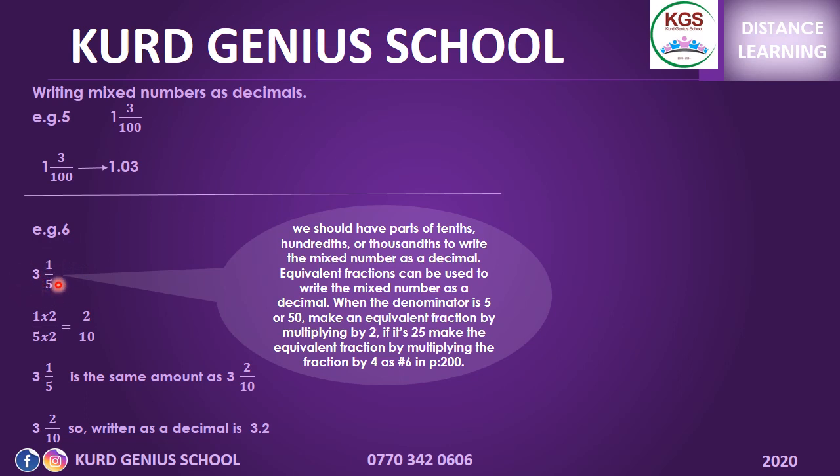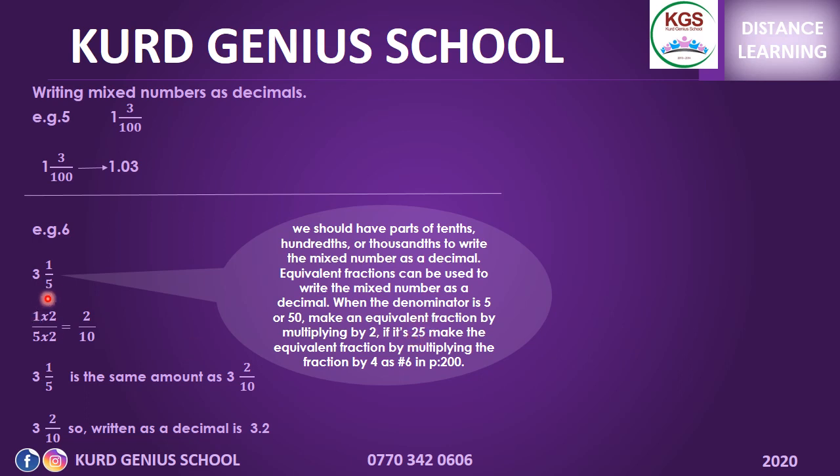So what we have to do is to find an equivalent fraction for this fraction. We should change this 5 to 10. So if we have 5, we will change it to 10. If we have 50, we will change it to 100. If we have 25 as the denominator, we will change it to 100 by multiplying the 25 by 4.